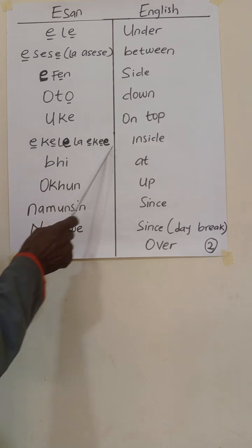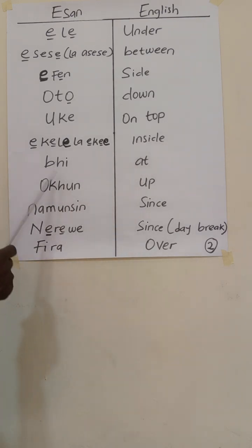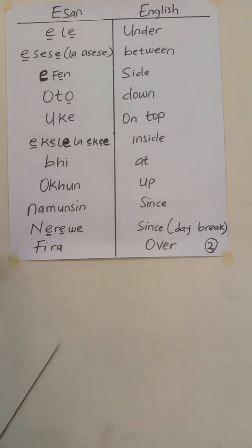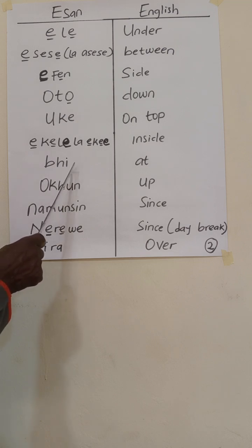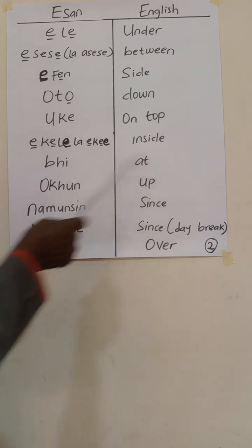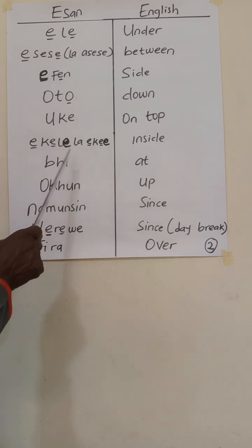Ekeli. Inside. Inside in Esan is called ekeli. Ekeli, ekepa, ekewa. Inside the house, inside the bag. The other one is vi. Vi means at. At in English is called vi. Vi uwa, at home.